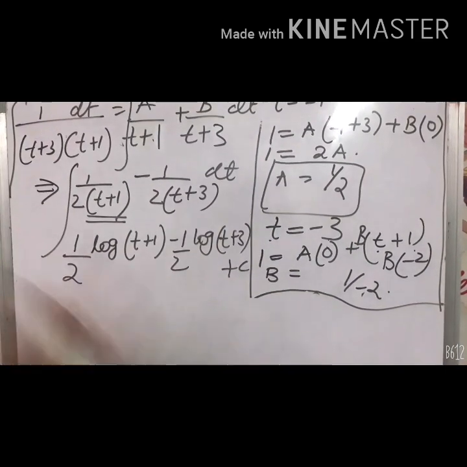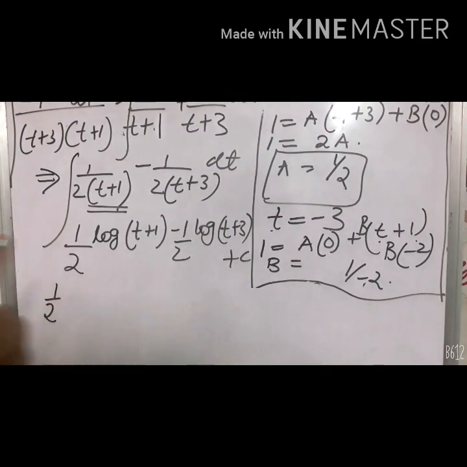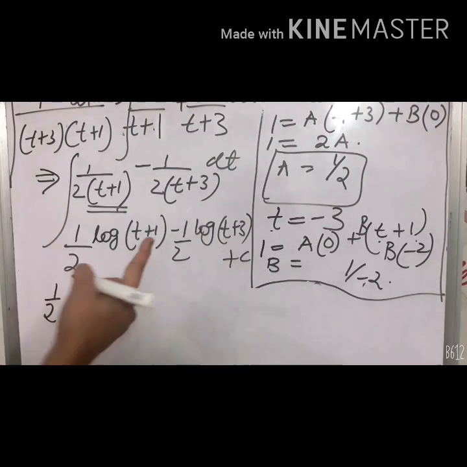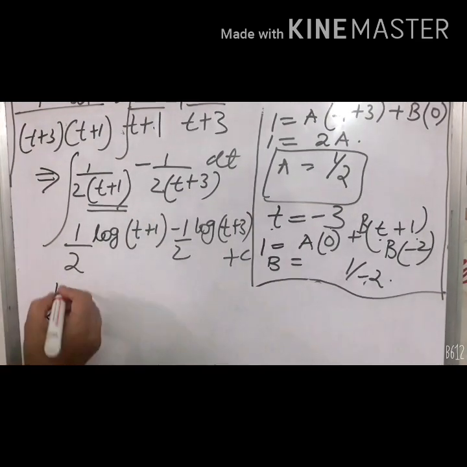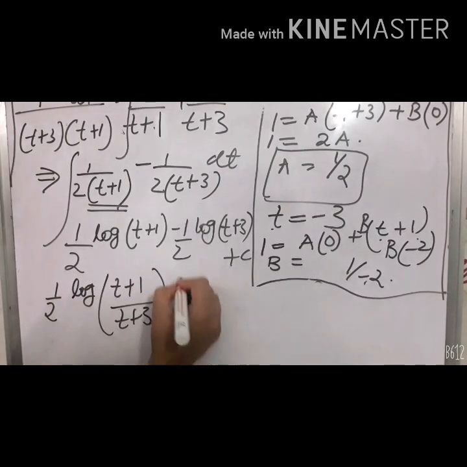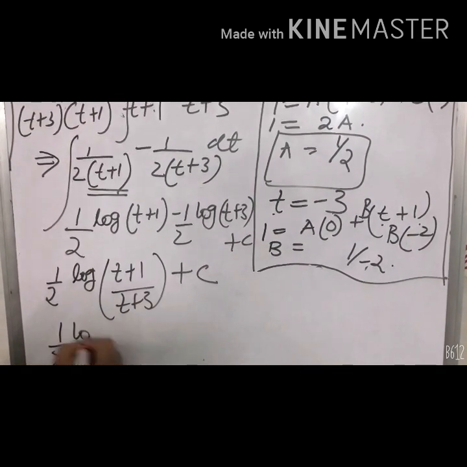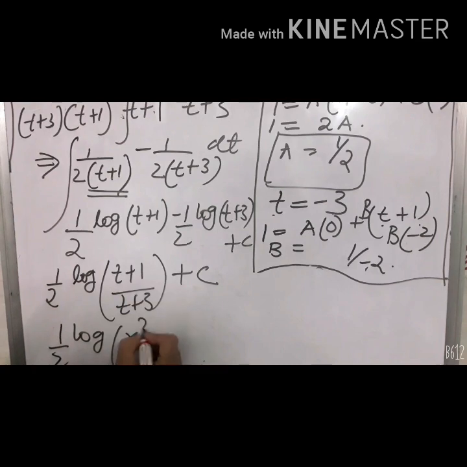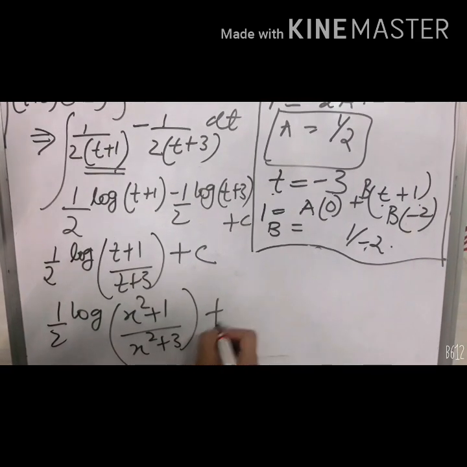I can simplify this form more. Half I am taking common. That is the property of log. When it is minus in between them, we can write it in a division form. So I will write like this: log of t plus 1 by t plus 3 plus c. Now what was t? Put that value: x square plus 1 by x square plus 3 plus c. Done.